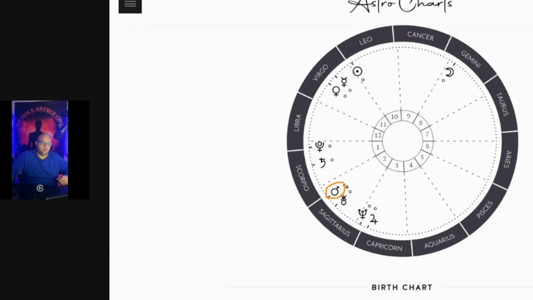That is a symbol for men, masculinity, and is how we express our masculinity. There's also, like I said, good and negative things to every planet. Let me go back to Venus real quick.